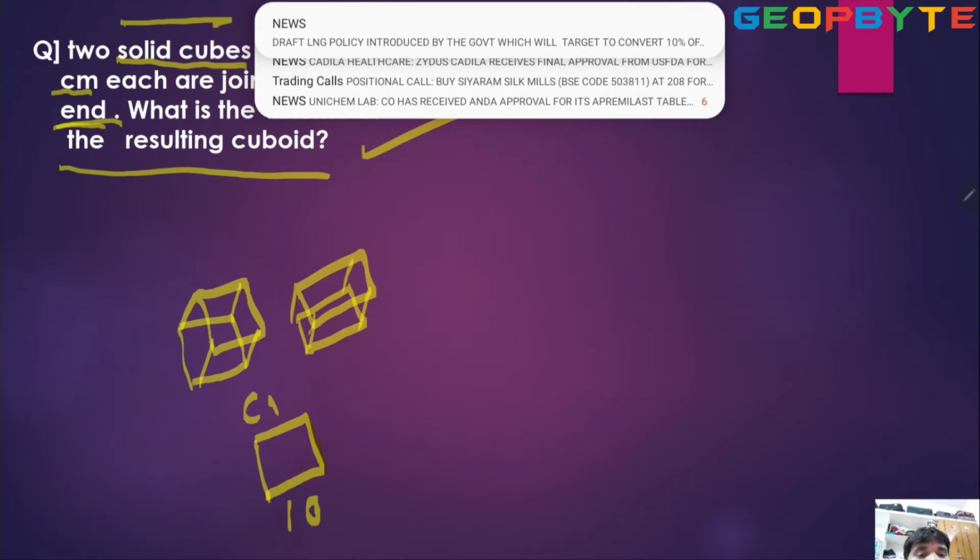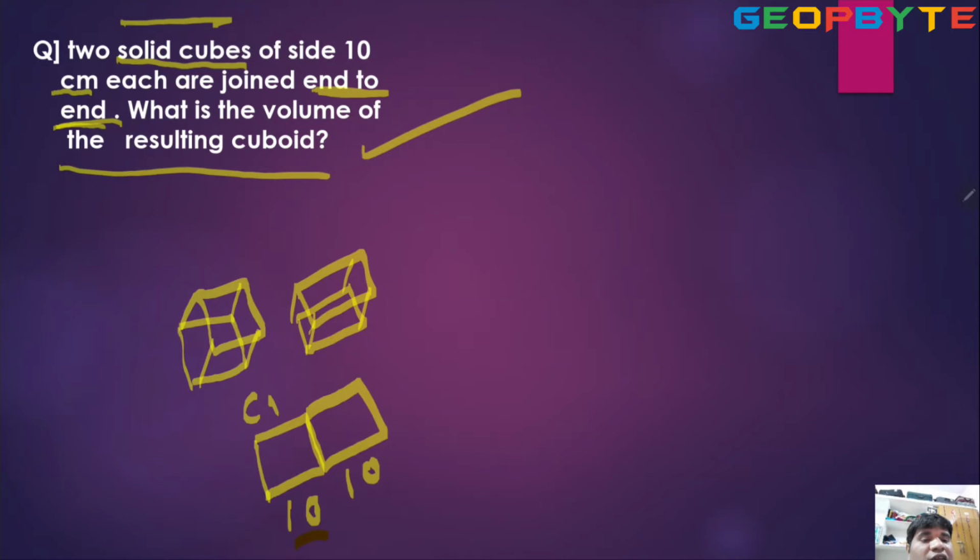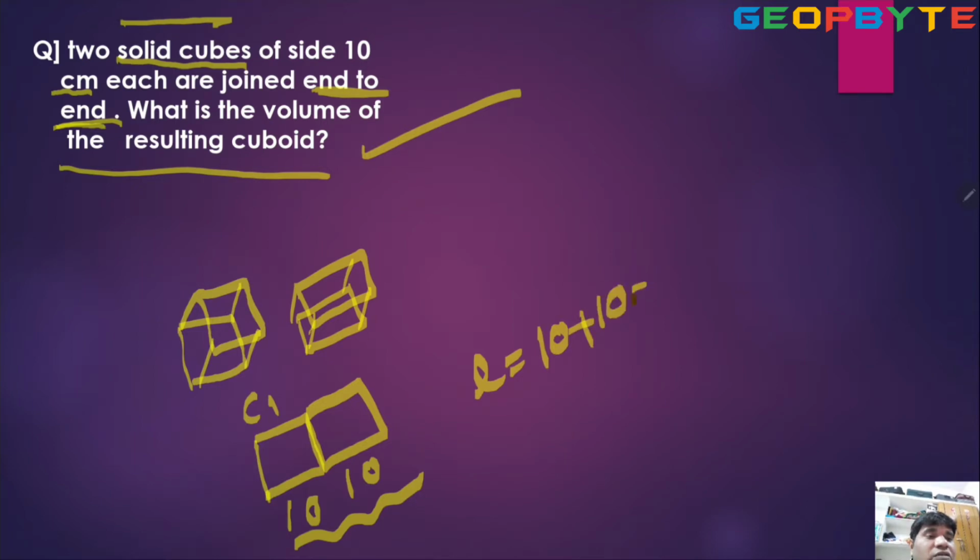Another cube joined like this, another 10. So what is the length it becomes now? 10 plus 10, so total 20. But breadth and height have no change. So breadth is the same 10, height is also the same 10.